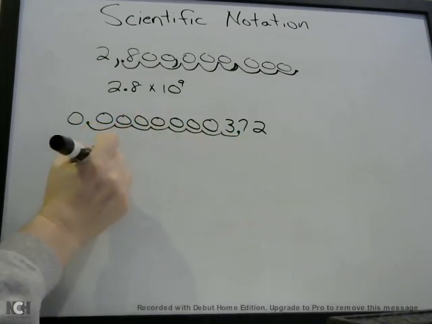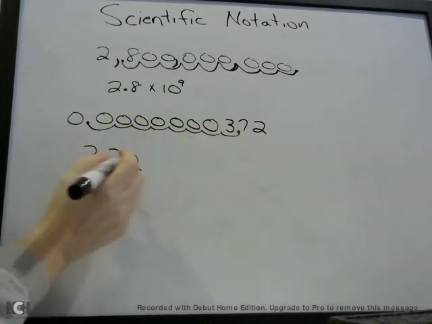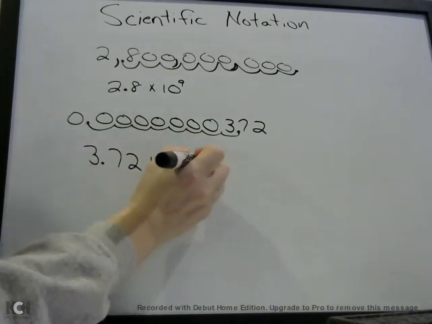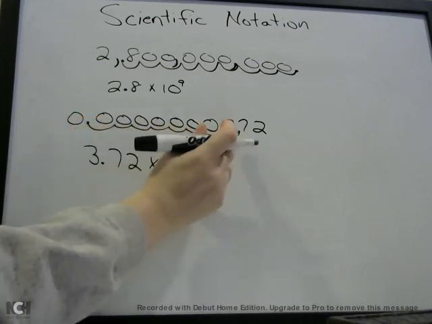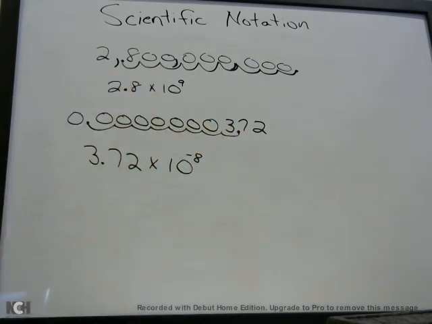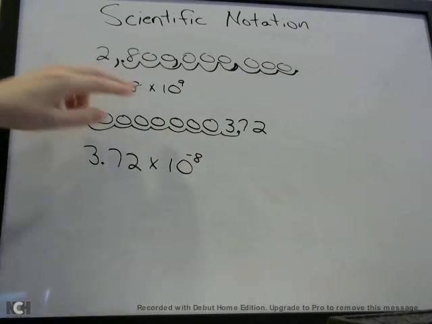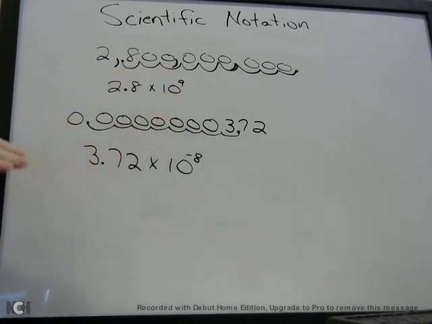So 3.72, I'm just writing this down, times, and how many times did we move it? We moved it 8 times. But we moved it to the right, so this is a negative exponent. So in order to not get confused about, oh, should it be a positive exponent or negative exponent, just remember, if you have a very large number to start with, you're going to have a positive exponent. If you have a small number that you start with, like this number, I mean, it's not even, it's less than 1, then you're going to have a negative exponent.